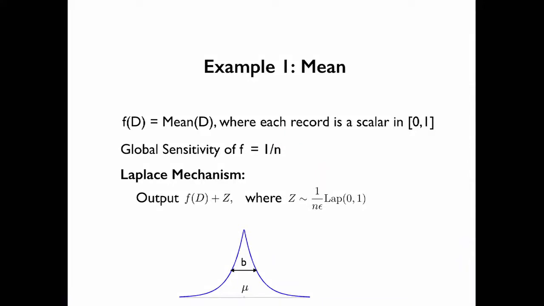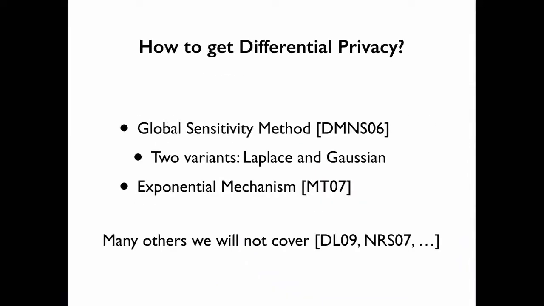The other thing to note is, if we were optimizing the mean square error in terms of accuracy, we could do a bit better, and we could choose a slightly different distribution. But again, the Laplace mechanism is the one which is widely used because it's nice and simple. So now we have looked at the global sensitivity method, and we have covered 2 of its variants, the Laplace mechanism and the Gaussian mechanism.